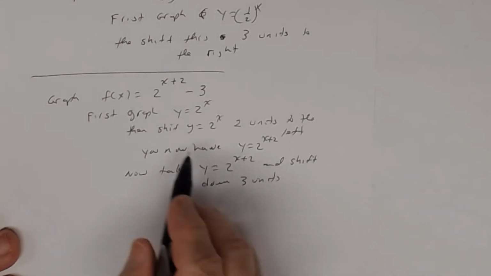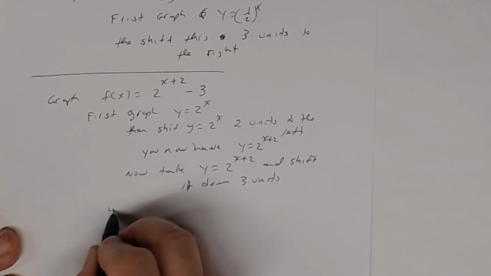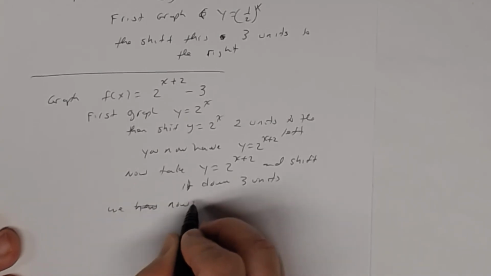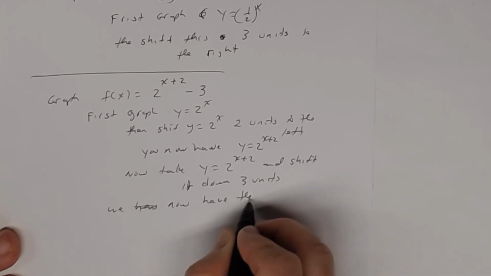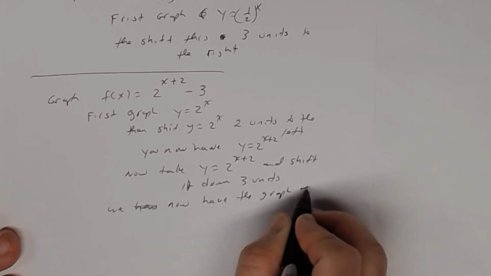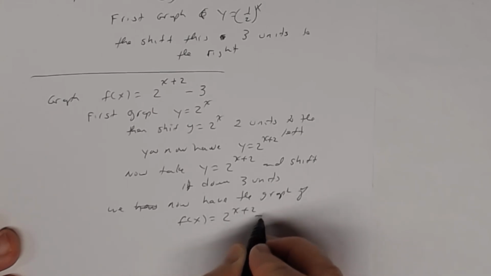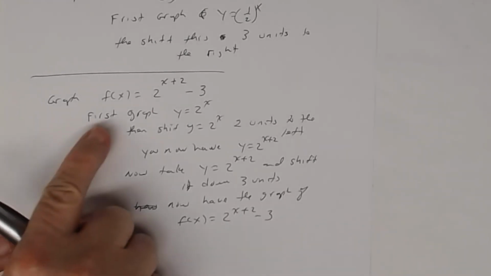And so once you've done that, you've now graphed this. So we now have the graph of f of x equals 2 to the x plus 2 minus 3. All right, so those are your steps.